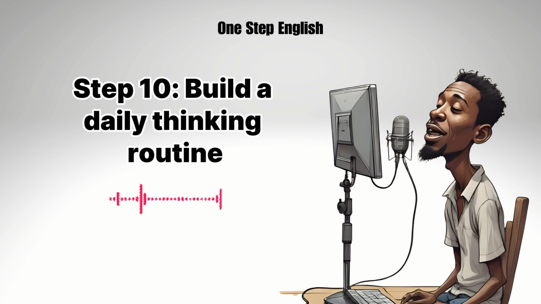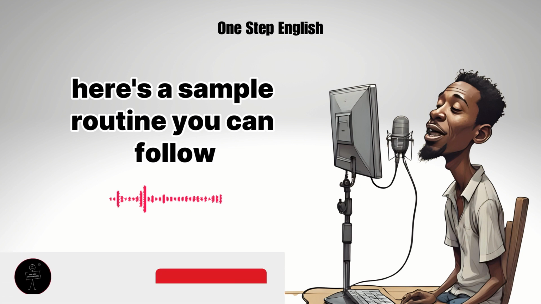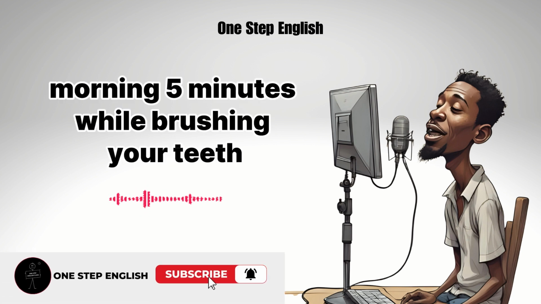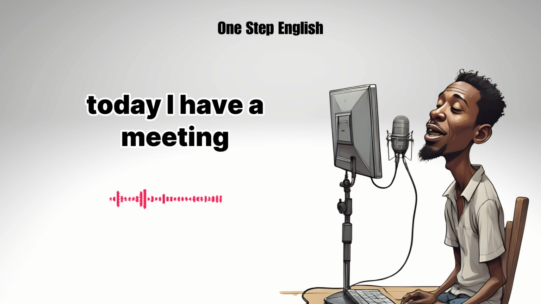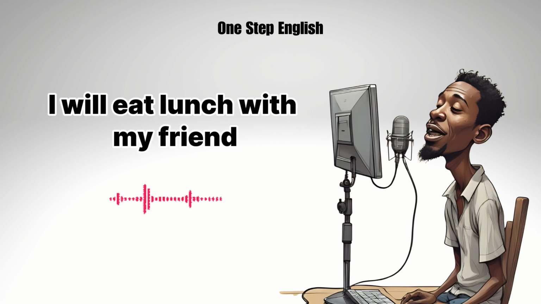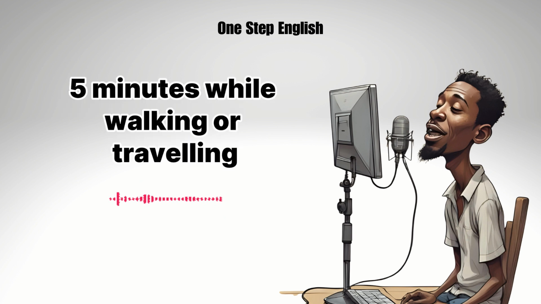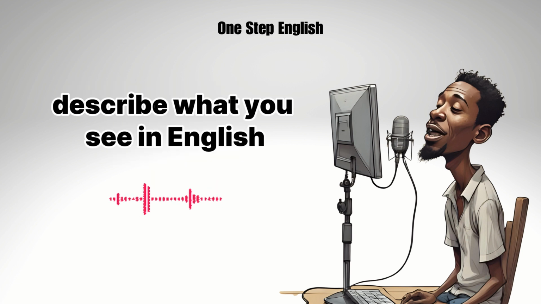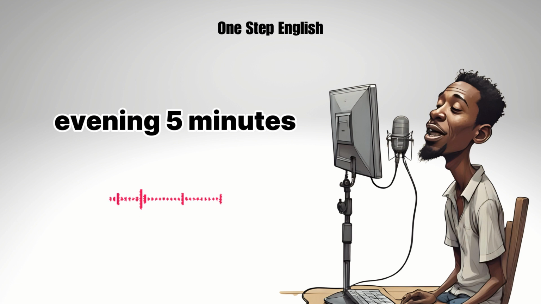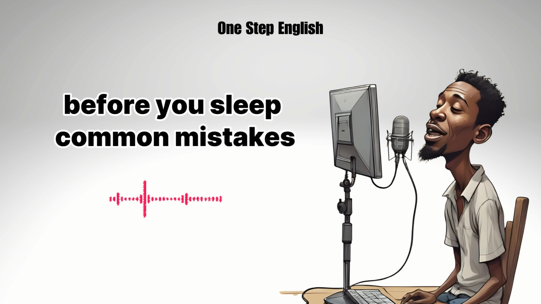Step 10. Build a daily thinking routine. Here's a sample routine you can follow. Morning, 5 minutes. While brushing your teeth, think in English about your plan for the day. Example, today I have a meeting, I will eat lunch with my friend, I need to buy milk. Afternoon, 5 minutes. While walking or traveling, describe what you see in English. Evening, 5 minutes. Tell yourself the story of your day in English before you sleep.